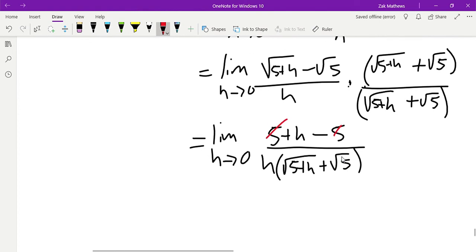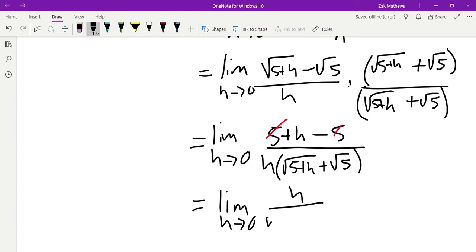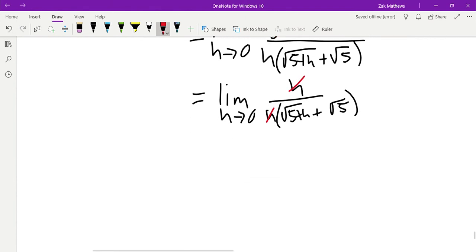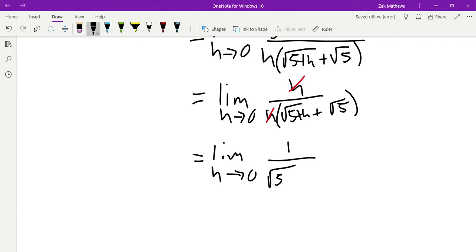And once we see that those 5's cancel, well, now we have some like factors. We have in the top just an h. And then in the bottom, we have an h times the square root of 5 plus h plus the square root of 5. And so now the h's cancel. And we're going to be left with the limit as h goes to 0 of 1 over the square root of 5 plus h plus the square root of 5.